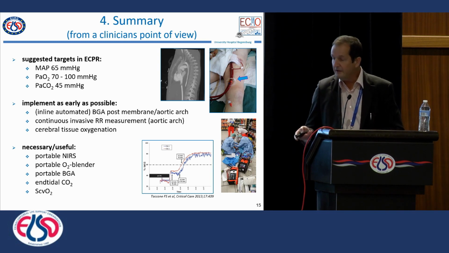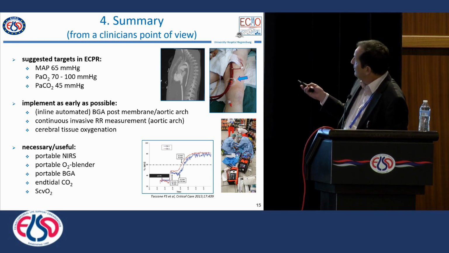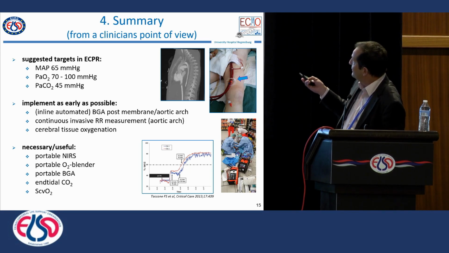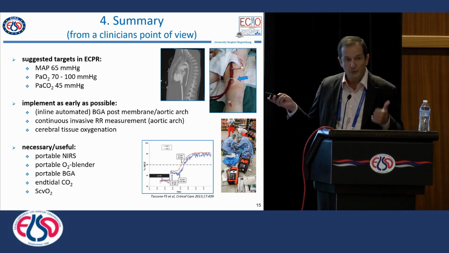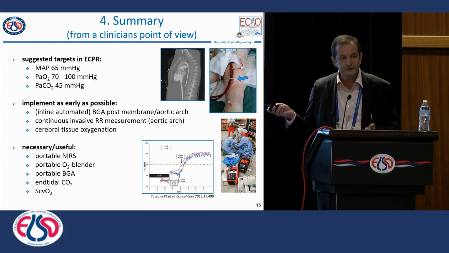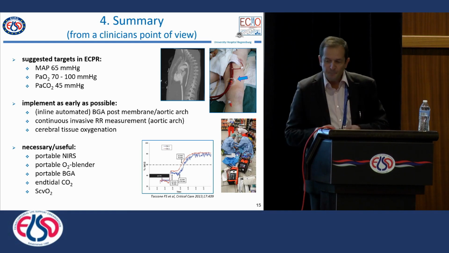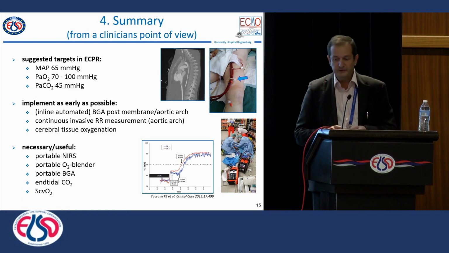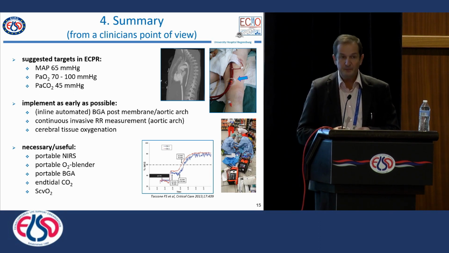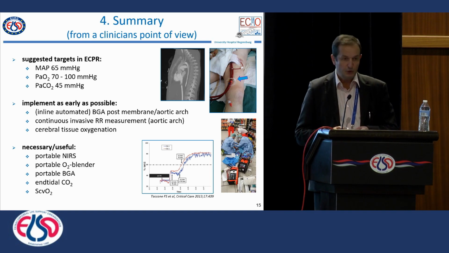And you see here we have an adapter, and we actually put a small catheter in the aortic arch, and we measure both pressure in the aortic arch post-resuscitation, and we measure blood gases. Because in these patients, often you can't monitor in the beginning. You have to have a continuous invasive blood pressure measurement, and we also start from the very beginning to measure our cerebral tissue oxygenation.